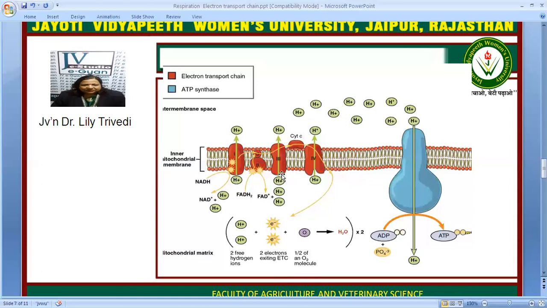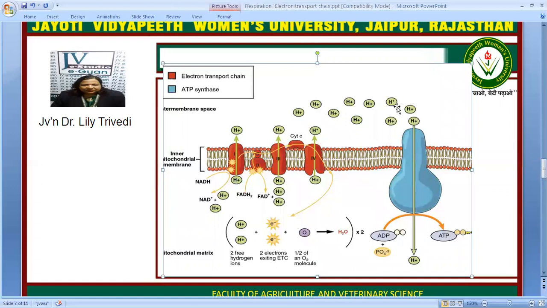So these 2 protons, this is the FADH2. FADH2 into FAD and 2 protons. So one is released on this side, the other on the other side. Now through cytochrome C, it goes into the 4th complex, and again here 2 protons are released, and ultimately it is here, this is the final reaction.